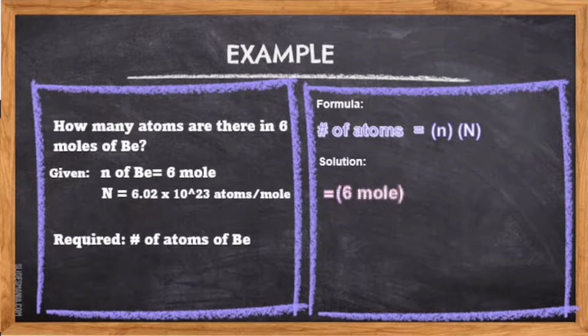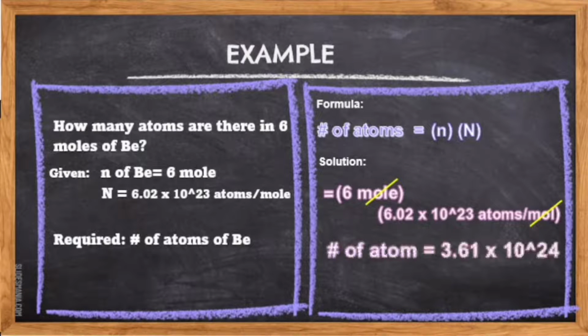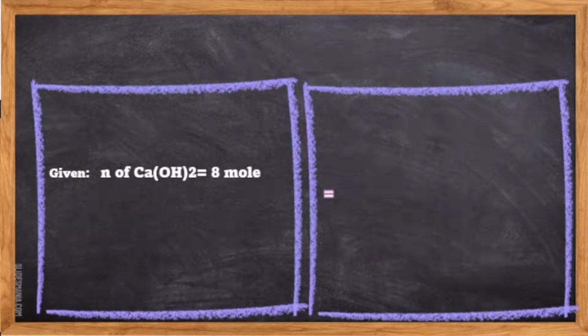So for the solution, 6 mole times 6.02 times 10 raised to 23 atoms per mole. Cancel the mole. So you will get 3.61 times 10 raised to 24 atoms. So that is the number of atoms in 6 moles of beryllium.